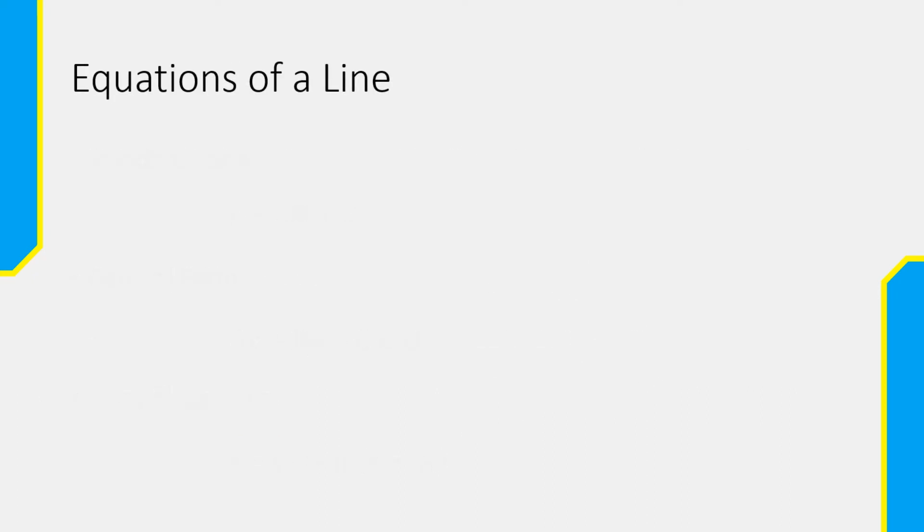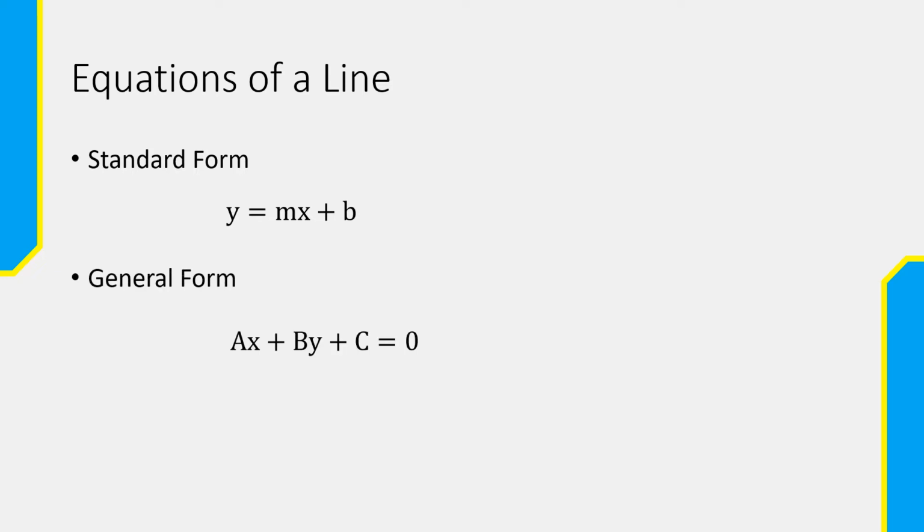Now let's get further into several important equations for lines. For starters, we have the standard form equation of a line, which is y equals mx plus b. The m variable stands for the slope of the line, the b is the y-intercept, and the x and y variables are considered a coordinate along the line. We also have the general form of the equation of a line, represented as ax plus by plus c equals 0. It could also be rearranged in order to determine the standard form of the equation of the line.